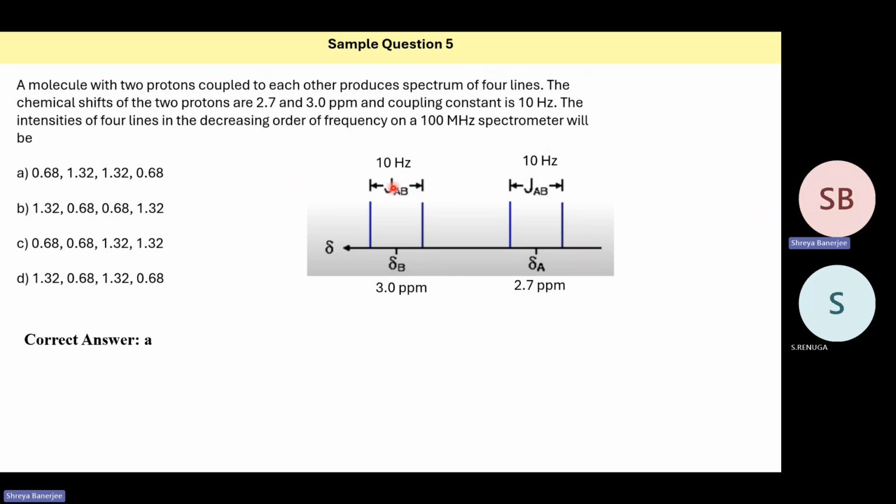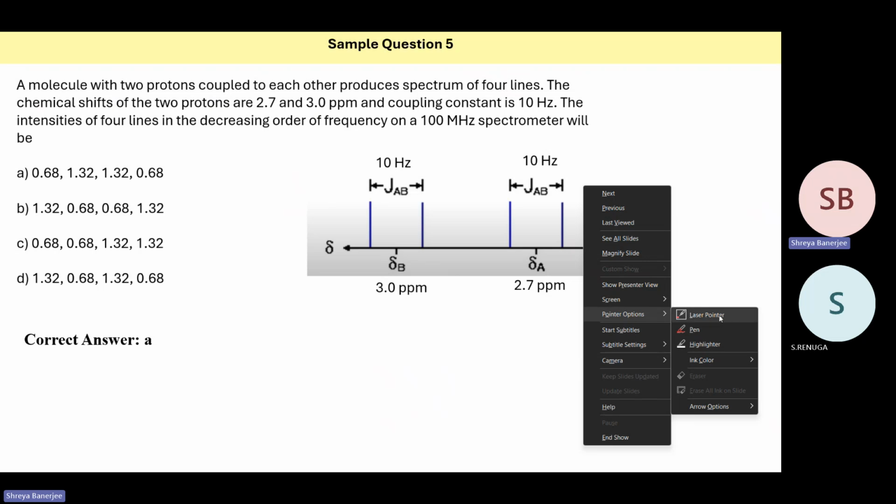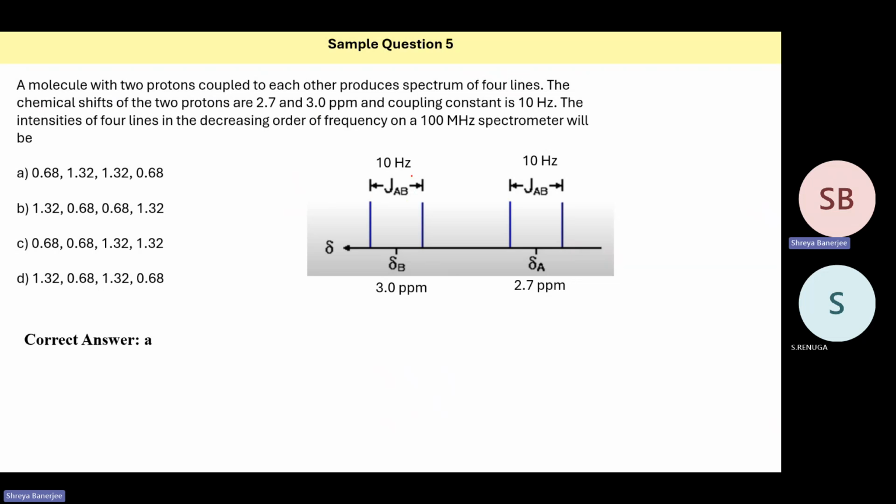Now, if nothing is mentioned, normally we consider lines of equal intensity like this. That is what we have seen, whether in this class or in the previous class. Whenever we are splitting in an AX system, if nothing is mentioned, we generally consider lines of similar intensity. But in all the options, nowhere can you see lines of similar intensity. So in all the options, you can see the intensity is differing. There is no option where there are lines of similar intensity.